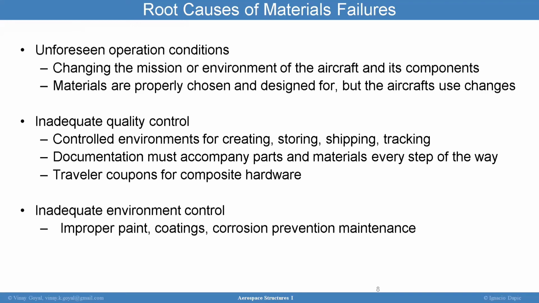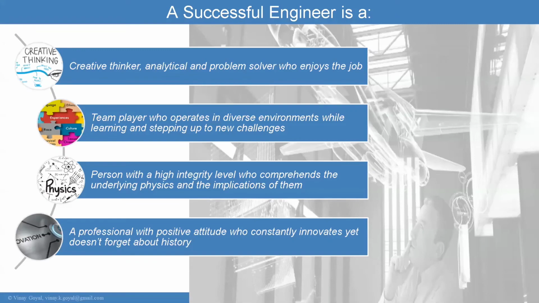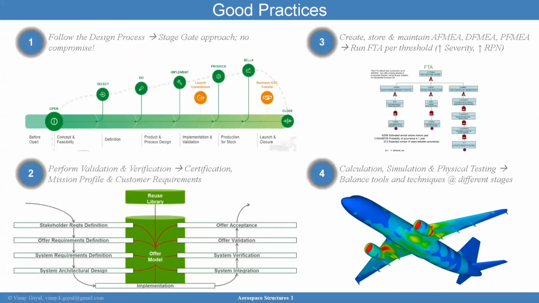Quality control could be an issue, like storing, shipping, tracking. Maybe you have composites, and there is an issue with the composites because of the humidity conditions or the heat, because heat environments can damage composites. There can also be inadequate environmental controls like improper paint, coatings, corrosion prevention. So you could have inadequate quality control and environmental control issues. And so now what I want to do is pass it over to Ignacio so he can walk us through some of the charts that he's provided.